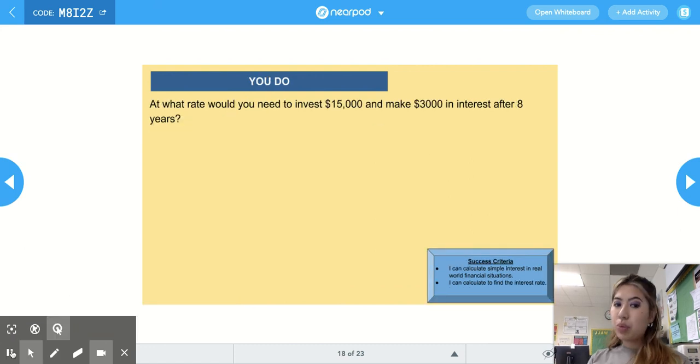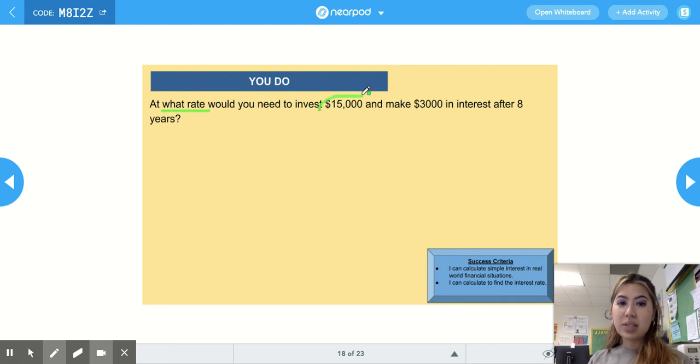The last and final problem I'm going to do is actually one of the you-do problems. It's figuring out what the rate is. So we are going to be working backwards again, just like we did for time. So at what rate would you need to invest $15,000 to make $3,000 in interest after 8 years?